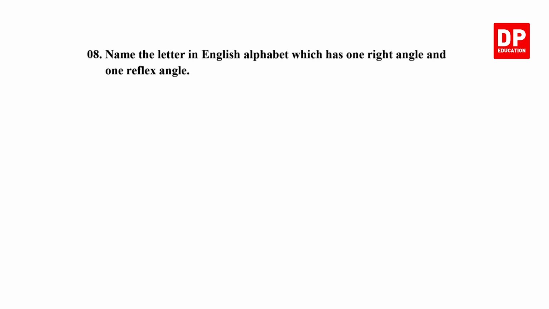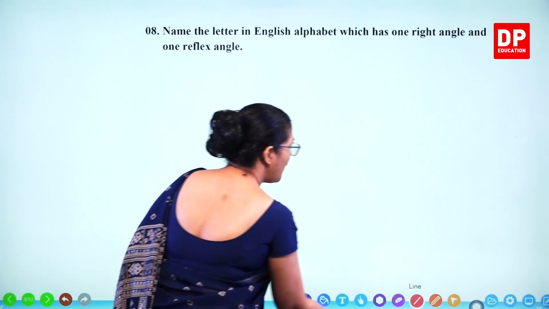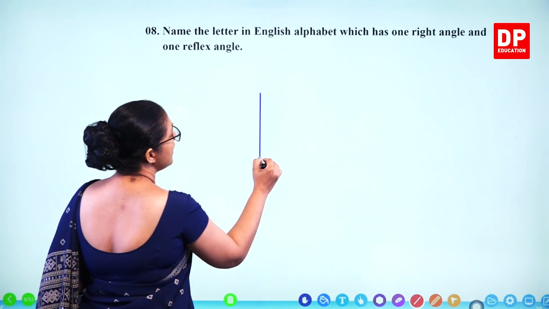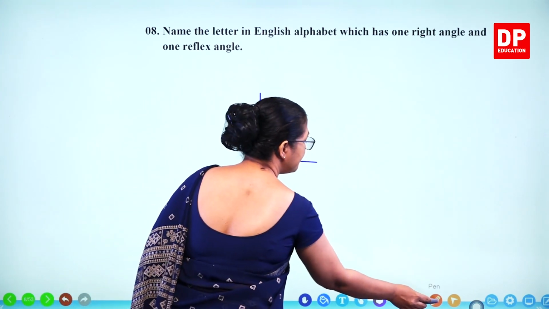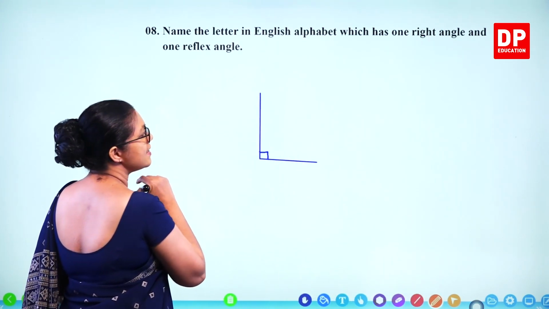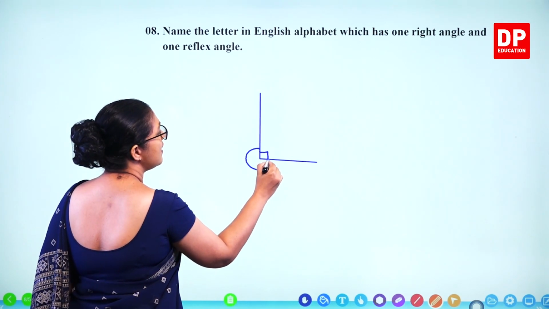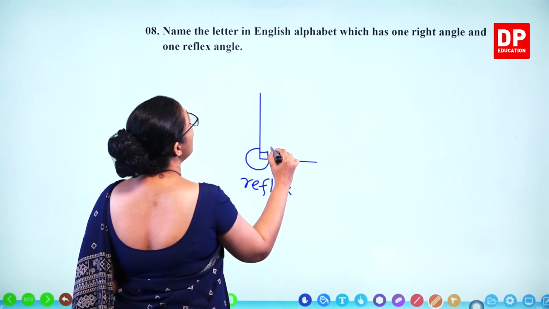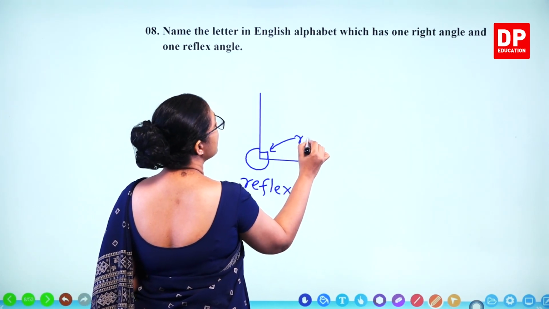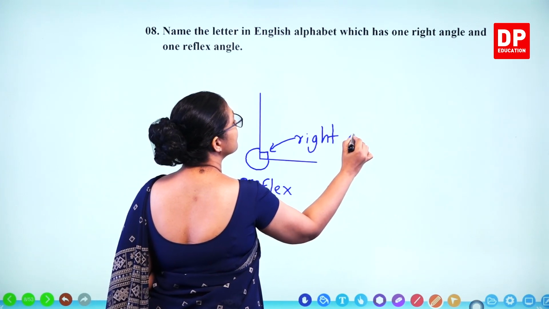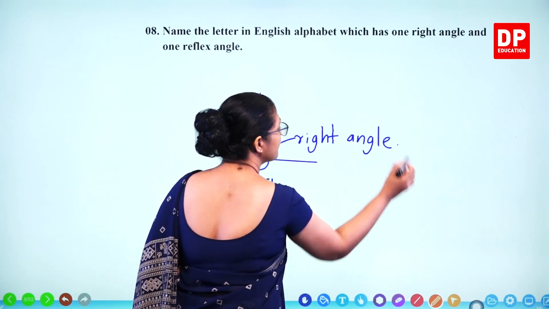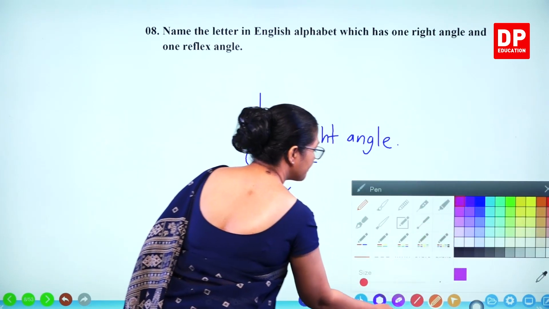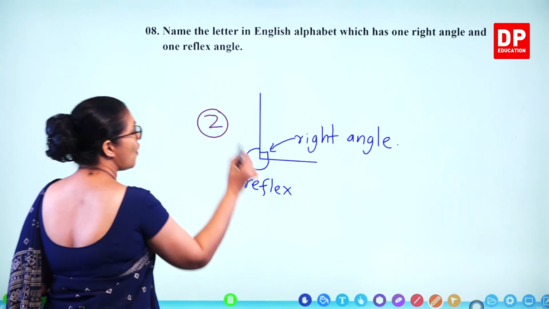Question number 8. Name the letter in English alphabet which has one right angle and one reflex angle. Can you remember? The letter L. This is 90-degree angle and here reflex angle. Reflex here and this one is right angle. Two marks for identifying.